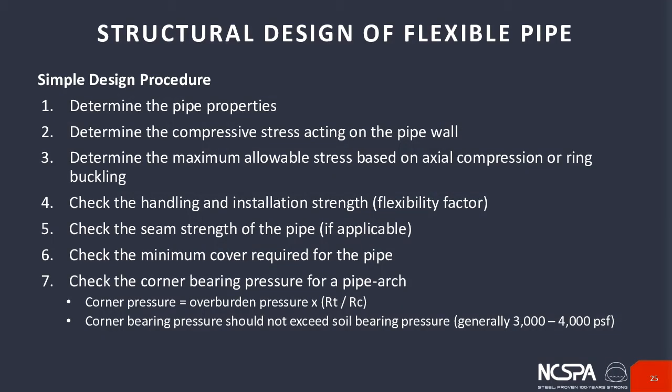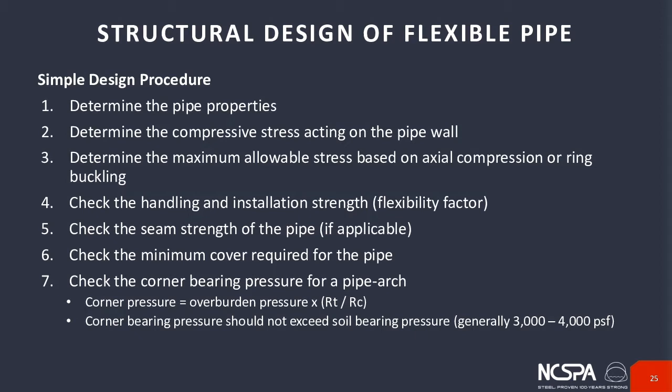And then the last check would be to check the corner bearing pressure for a pipe arch. Now, the example I'm going through is a round pipe, so this would not be applicable to a round pipe, but if it were a pipe arch structure, for pipe arches, there's one additional concern that needs to be looked into, and that is the corner pressure that is exerted.